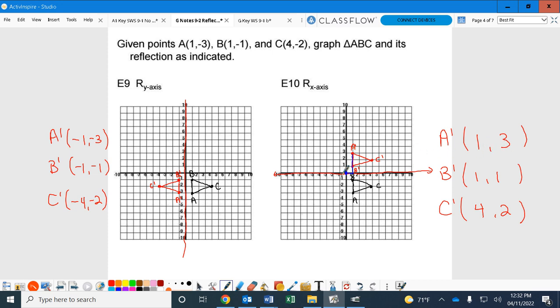To get to B, I would have to go to the right 1 and up just 1 block. So that's 1, 1. And then for C, I have to go 4 to the right and up 2. So it'd be 4, 2. Is that better? Okay, thank you for asking.